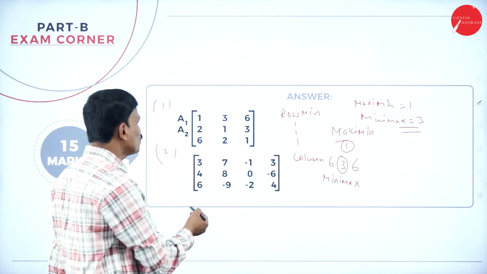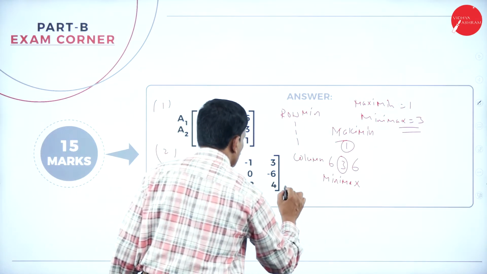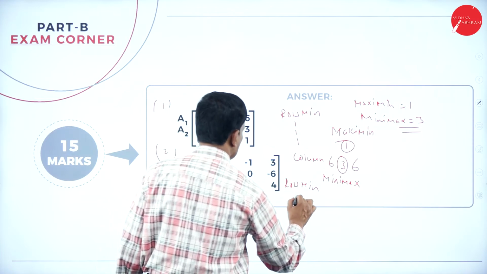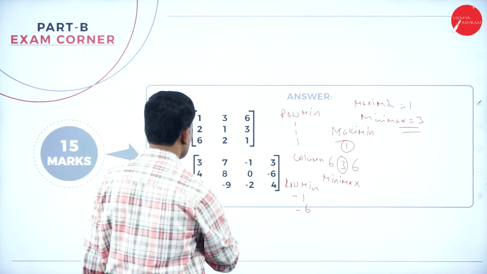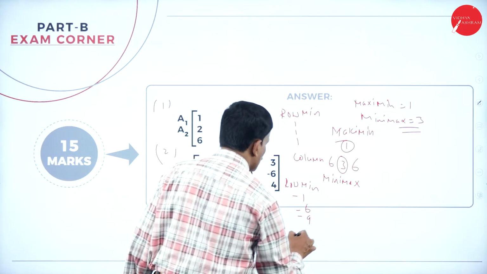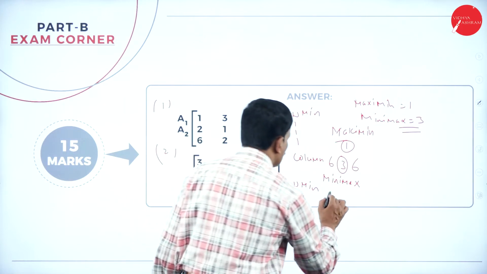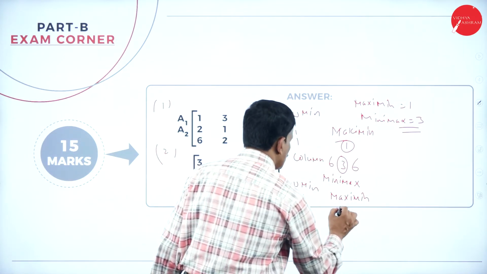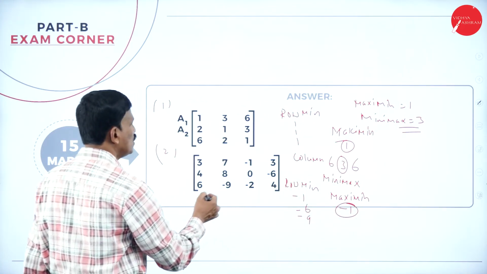Now similarly, come to the next problem. Find out the row minima here. What are the row minima? In the first row the minimum value is -1. In the second row the minimum value is -6. In the third row the minimum value is -9. So find out the maximum of these minimum values, the maximin. So the maximum value is -1. -1 is the maximum.